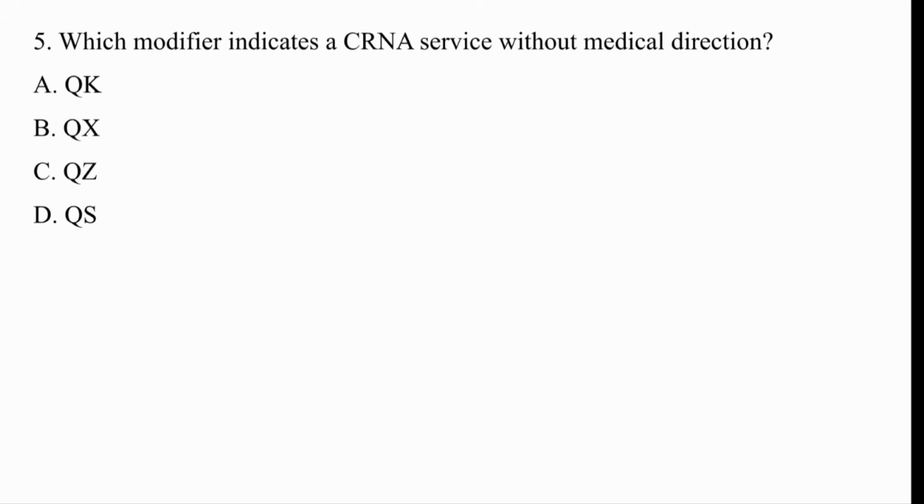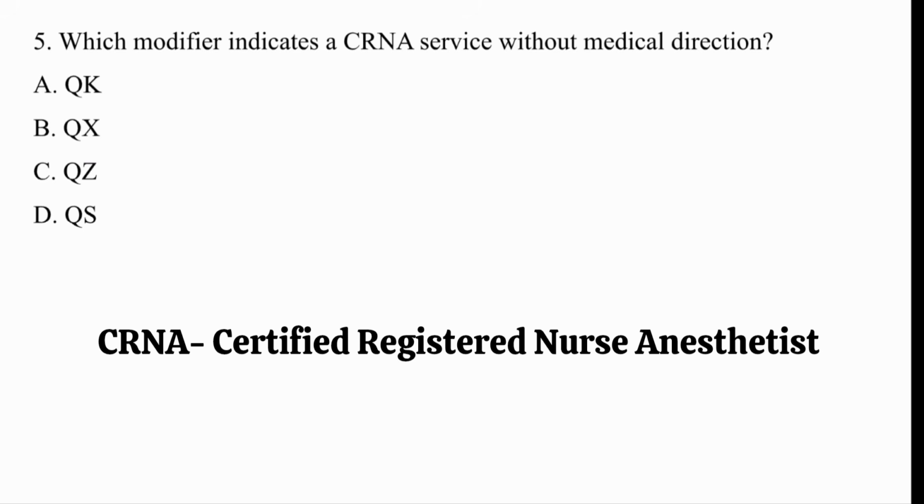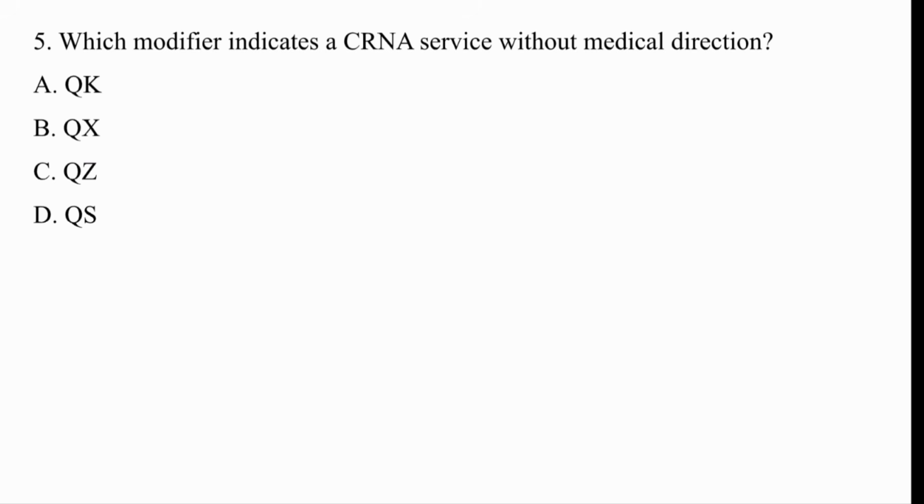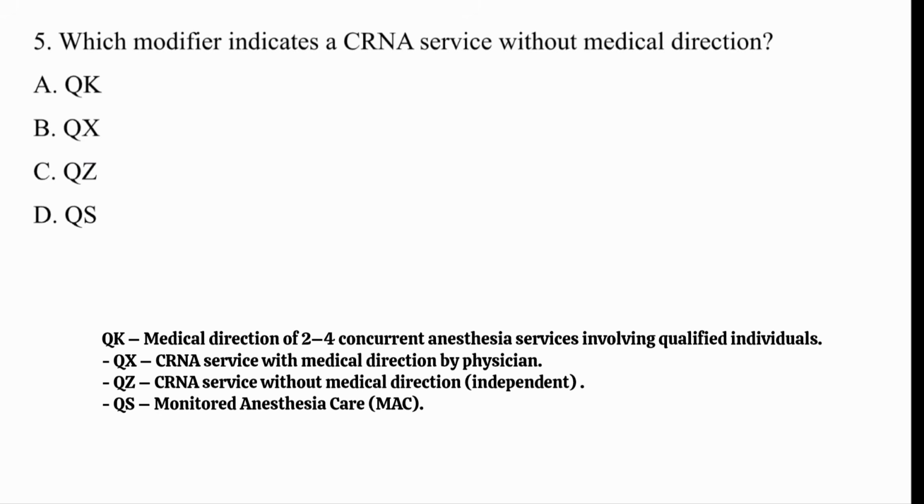Which modifier indicates a CRNA service without medical direction? All these modifiers QK, QX, QZ and QS are present in your HCPCS Level 2 manual. So check the modifier QK. QK is for medical direction of 2, 3 or 4 concurrent anesthesia procedures involving qualified individuals. So this is not matching with the question. In the question they're asking which modifier indicates a CRNA service without medical direction.